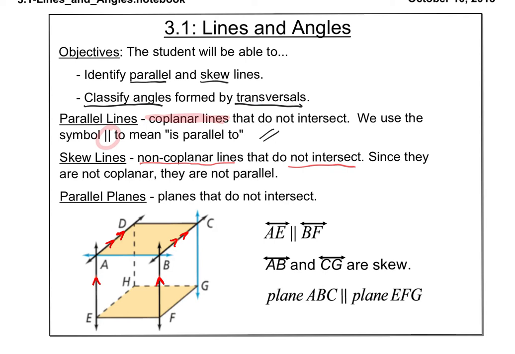Now, parallel planes, they are planes that do not touch. So, look at the floor, look at the ceiling. Those are parallel planes. Now, since planes extend forever and ever in all directions, you will never have skew planes. Okay? Because skew planes just don't exist. Eventually, the planes will intersect. However, you can have parallel planes.